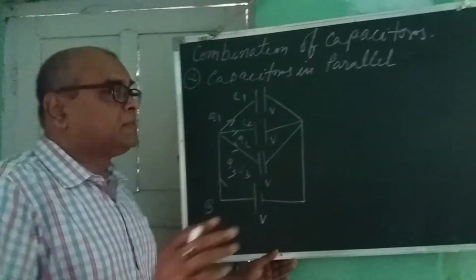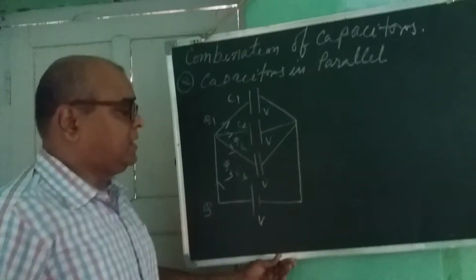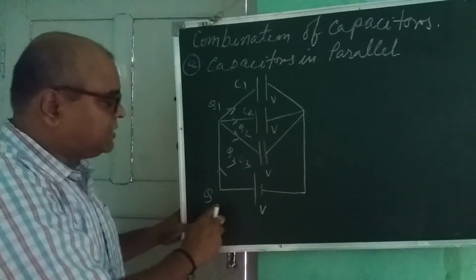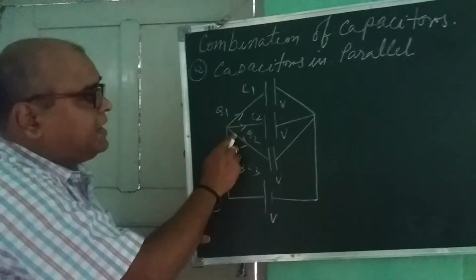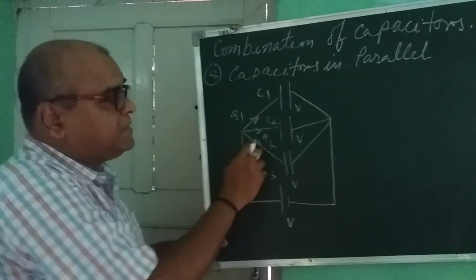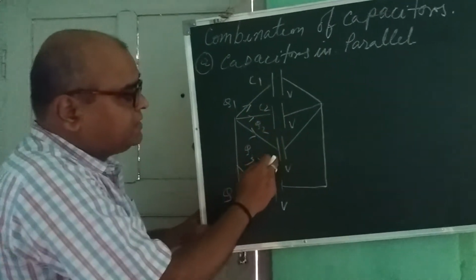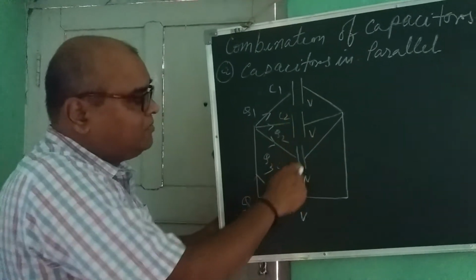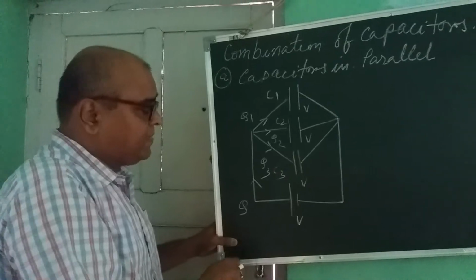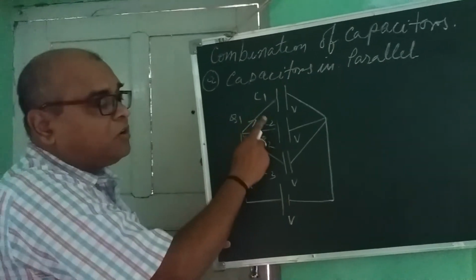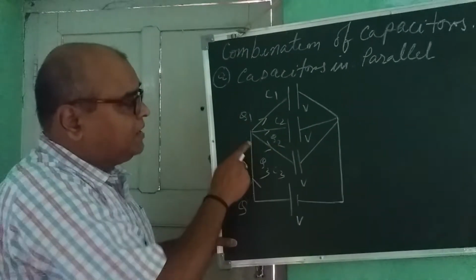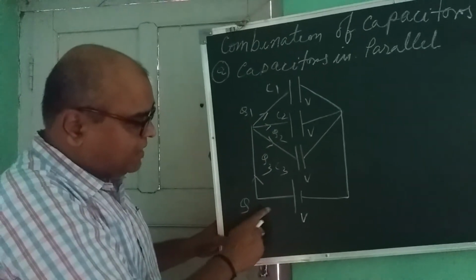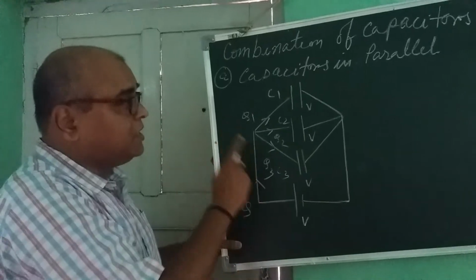Now we will discuss capacitors in parallel. Just see, that is the parallel circuit. Here charge Q is passing and there are three capacitors present, C1, C2 and C3. The voltage V is the same across all, but the flow of charge will be different. One is Q1, another is Q2, another is Q3, and the net charge flowing is Q.